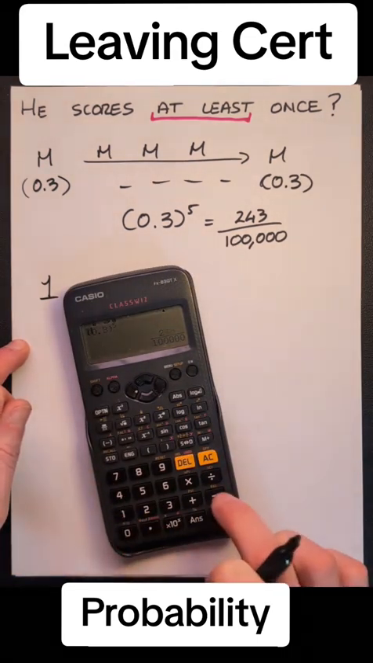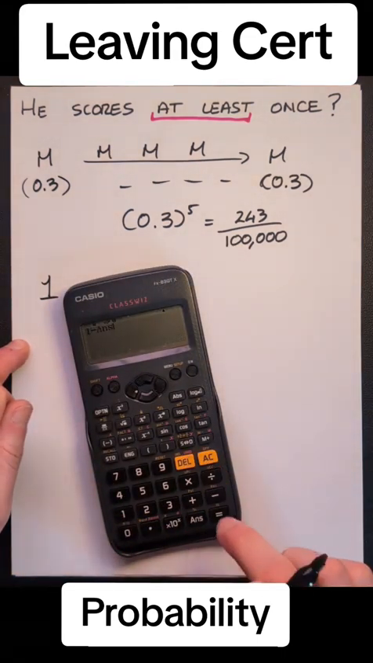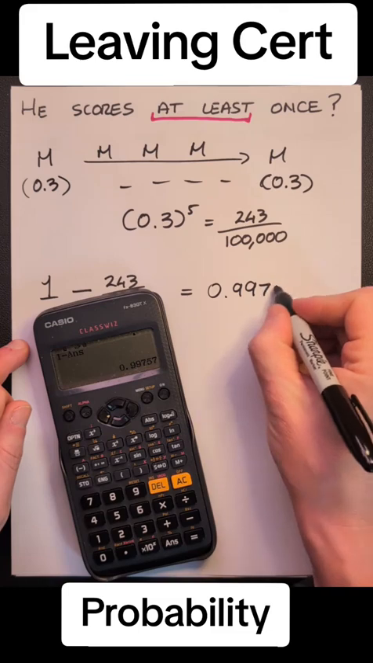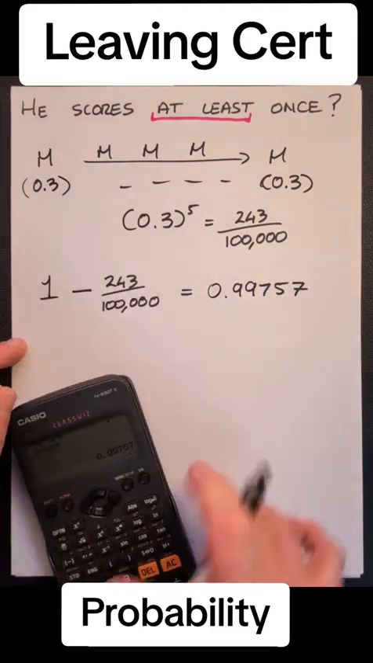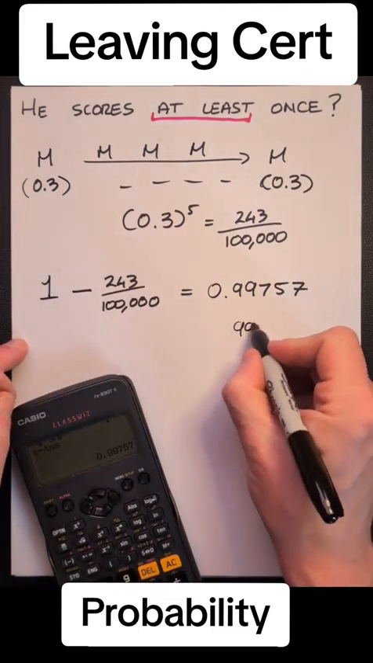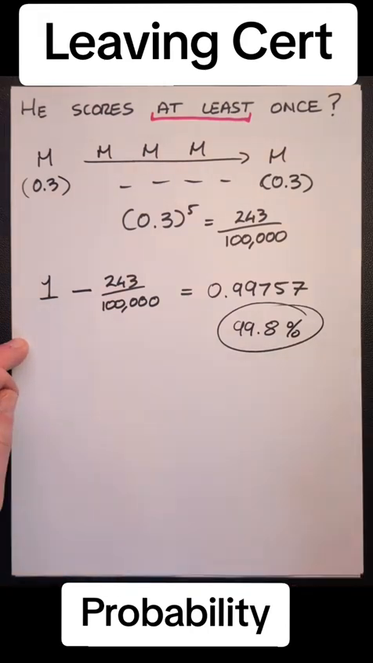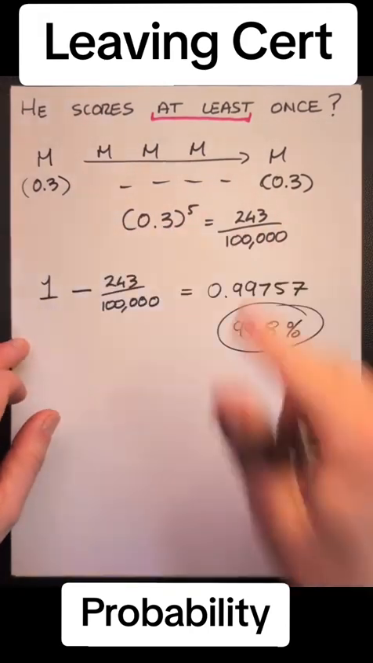So I'll just do 1 minus the last answer that I got, and I get 0.99757. So it turns out that he has like a 99.8, I suppose you rounded up, % chance of scoring at least once if he takes 5 penalties. So I hope you understand that one.